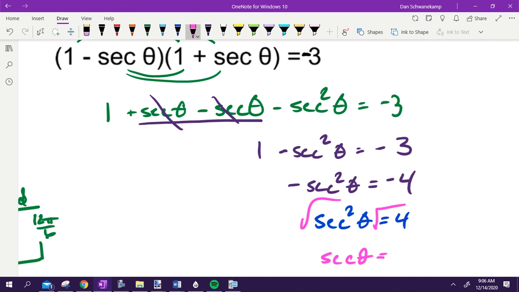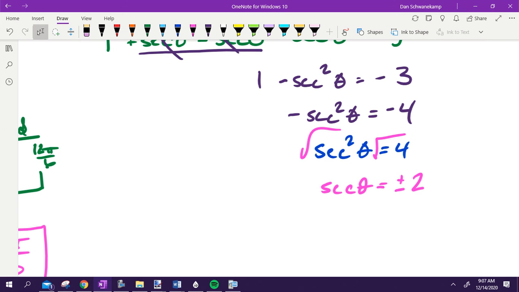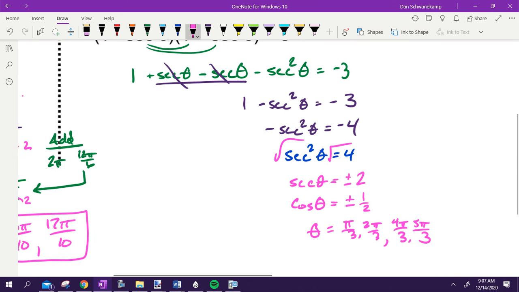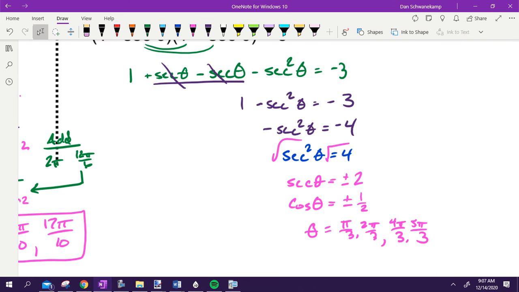Secant equals plus or minus 2, since I'm taking the square root. When is secant going to get me plus or minus 2? Or in other words, when is cosine going to get me plus or minus 1/2? That's going to happen at pi over 3, 2 pi over 3, 4 pi over 3, 5 pi over 3. All of those 4 answers are my answers there.